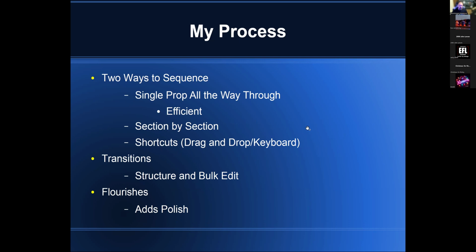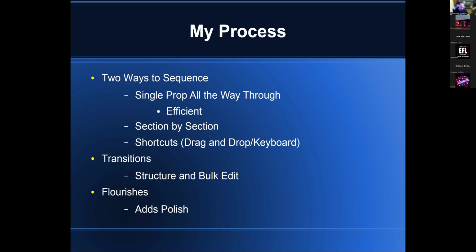All right, now two ways to sequence. Do you take a single prop all the way through? I will tell you it's very efficient. But on the downside, sometimes you lose the mood of that section. And I found that if I do it prop by prop, a lot of times I will end up going back and changing it in a section to make it match better. So ultimately, for me, it becomes less efficient because of the changes that I go back and make.